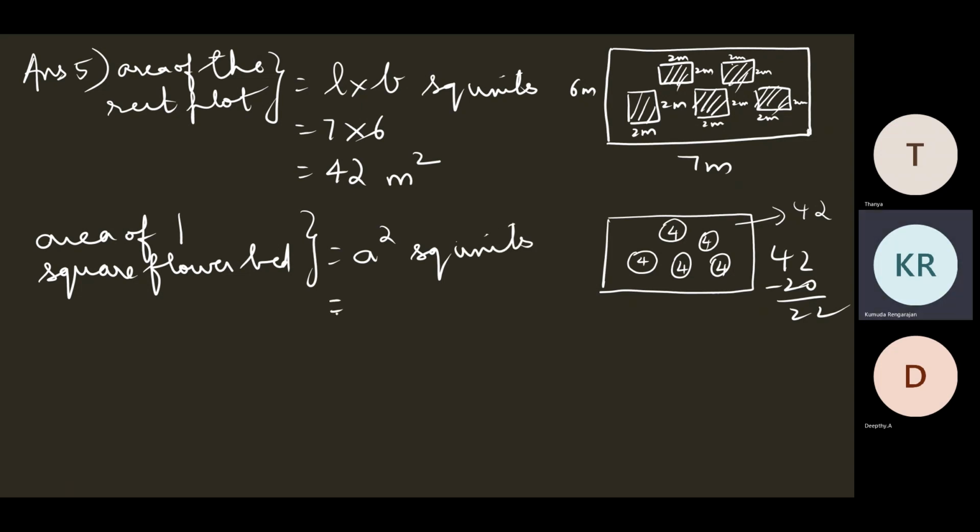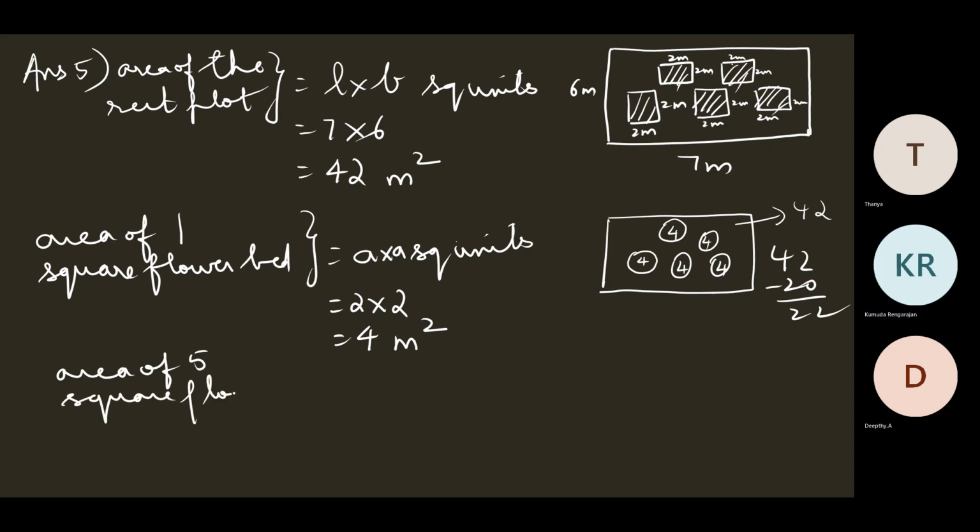So that is equal to, see, you can write a square or a into a. Children, because we are from different schools, I don't know what you've learned in your school, side into side or side square or a into a. Okay, everything amounts to the same. So 2 into 2, which is 4 meters square. So area of 5 square flower beds will be 5 into 4, 20 meters square.